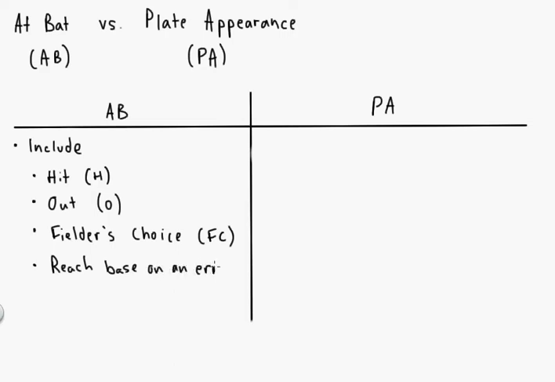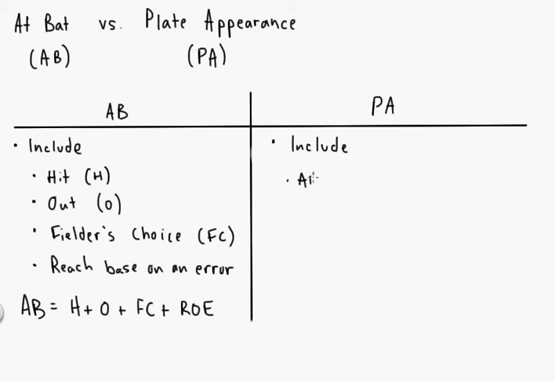Okay, so we have at-bats equal hits plus total number of outs plus the number of fielder's choices that the batter has grounded into or hit into, and the number of times they have reached base on an error.